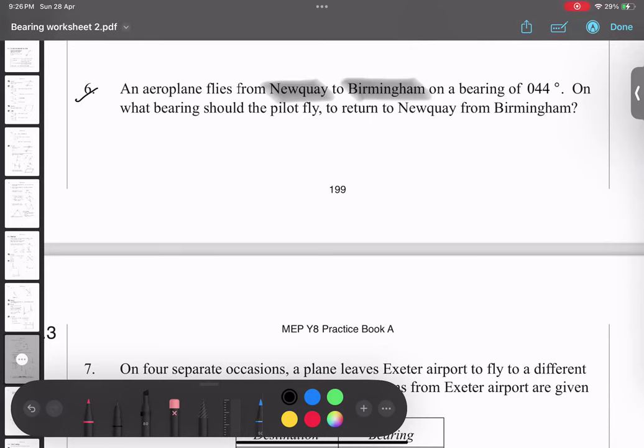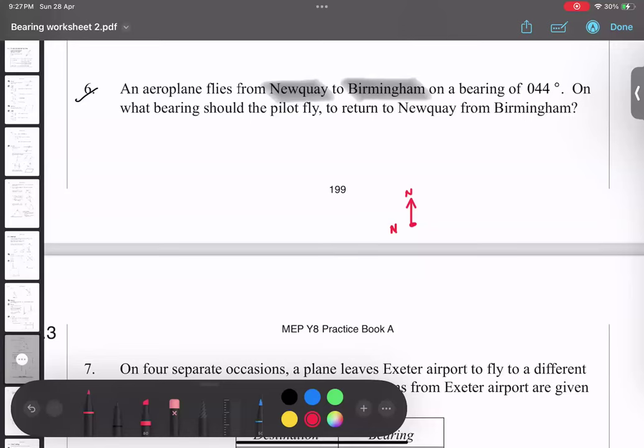So, what is the starting point? 44 degrees? No, the starting point, the name of the city from where we are starting. Anyway, Newquay. So make a dot anywhere and write the name as N, Newquay. Now tell me, north is this? Yes, this is north.